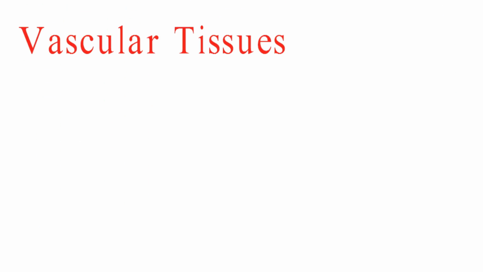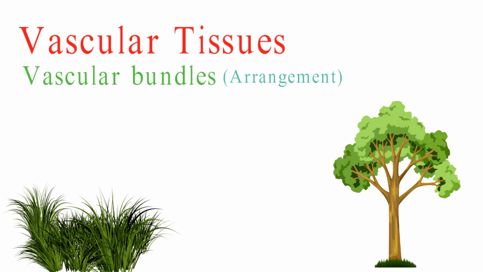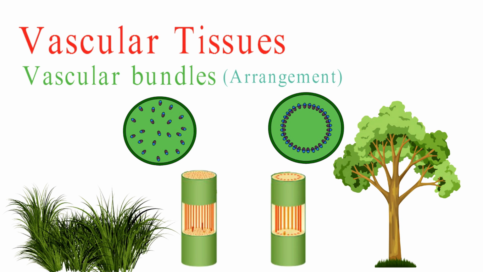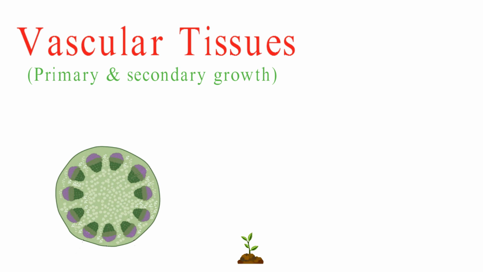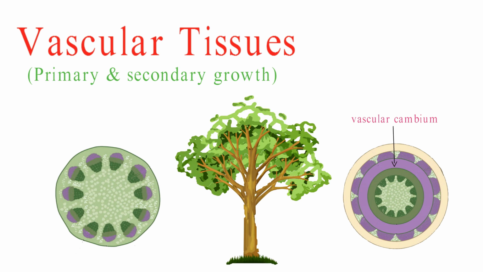Plant vascular tissues are organized into vascular bundles, which may vary in arrangement between monocots and dicots. For example, in monocots like grasses, they are scattered throughout the stem, whereas in dicots like trees, they are arranged in a ring. Plus, the vascular bundles are crucial for both primary and secondary growth in plants. Primary growth is responsible for the plant's initial growth in length, while secondary growth, mainly driven by the vascular cambium, increases the plant's girth.